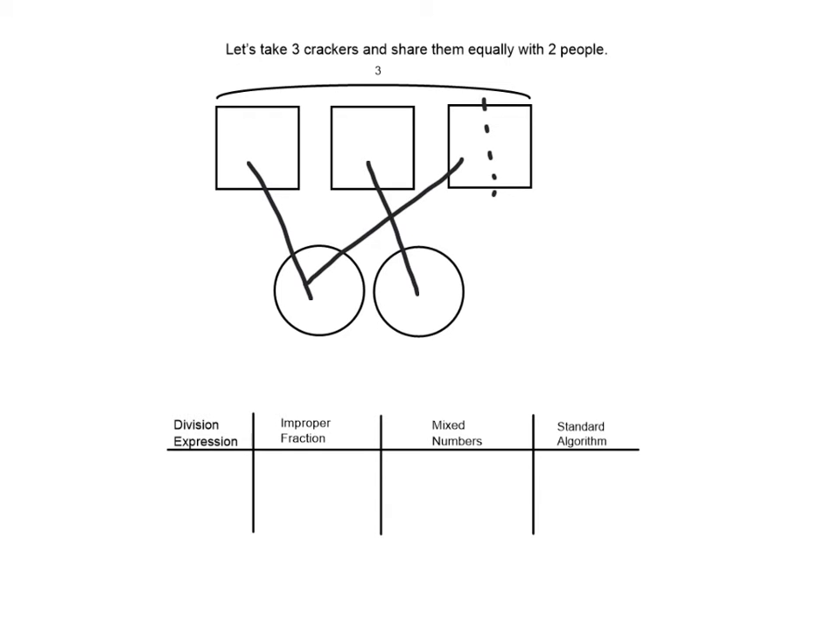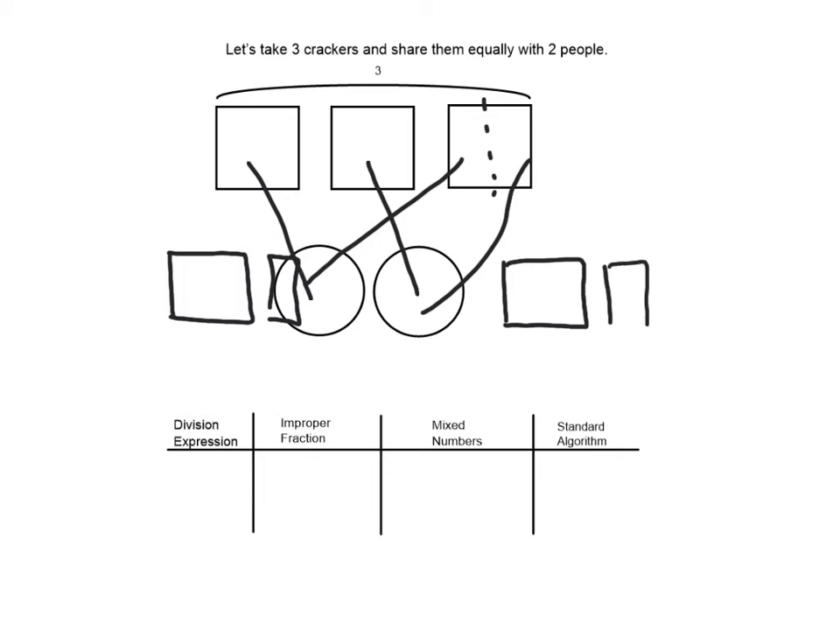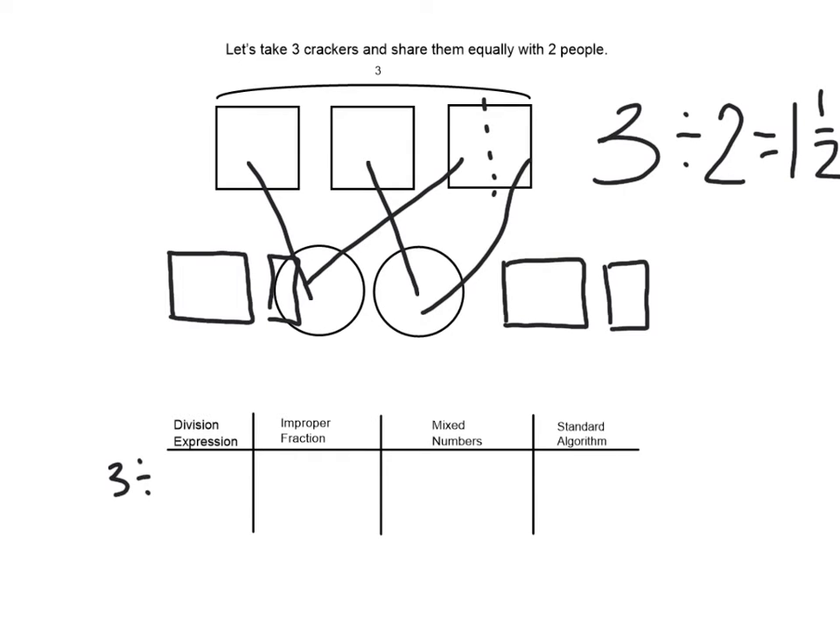I'm going to give half to this kid and half to this kid. So each kid is getting 1 whole cracker and 1/2 cracker. So each kid is going to get 1.5 crackers. So 3 divided by 2 equals 1.5. Now this is my division expression. 3 divided by 2 equals 1.5. The mixed number is 1.5.